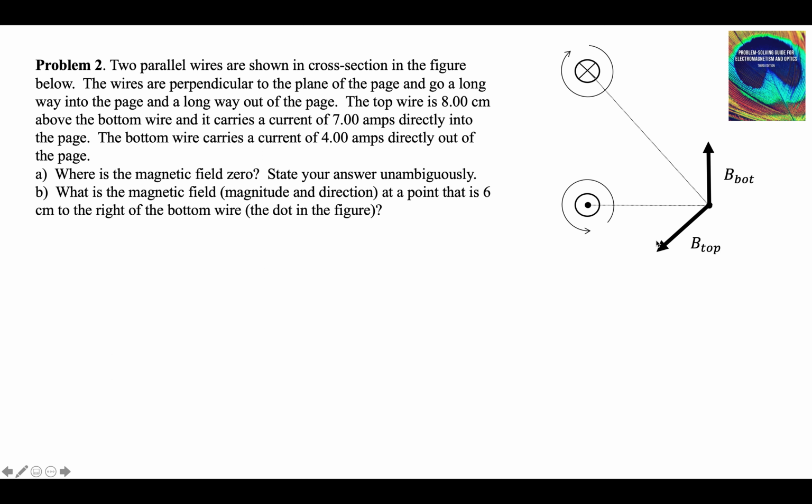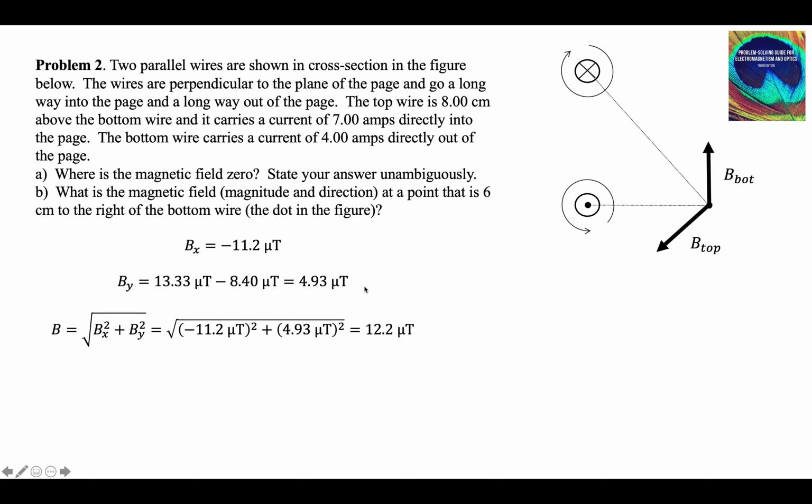And now we are ready to get the net field in the x direction and y direction. B sub x only has one contribution. That's minus 11.2 microtesla. B sub y has B bottom up, which is 13.3, and B top sub y down, which is 8.4. 13.3 up, 8.4 down gives 4.93 up. We can use the Pythagorean theorem again to get the magnitude of the field. 12.2 microtesla. Somewhere like this. And we need the direction.